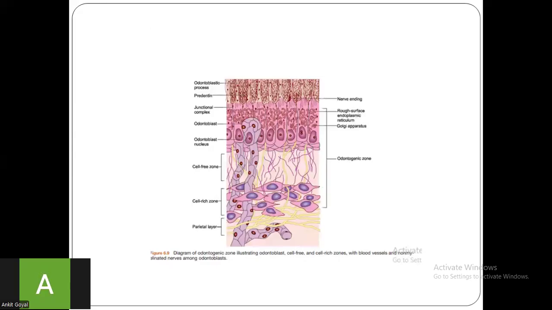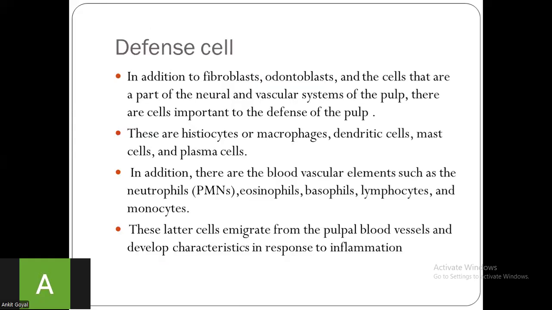So this is the diagram which is showing the cell-free zone, cell-rich zone, and parietal layer. Apart from the fibroblasts, odontoblasts, and undifferentiated mesenchymal cells, other types of cells present are the defense cells. These are histiocytes, macrophages, dendritic cells, mast cells, and plasma cells. In addition, there are blood vascular elements such as neutrophils, eosinophils, basophils, lymphocytes, and monocytes.